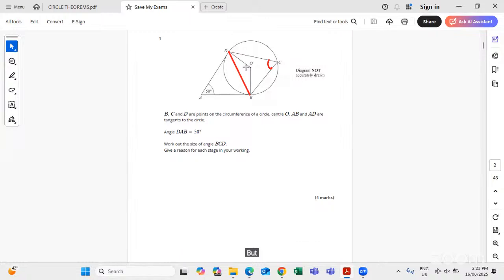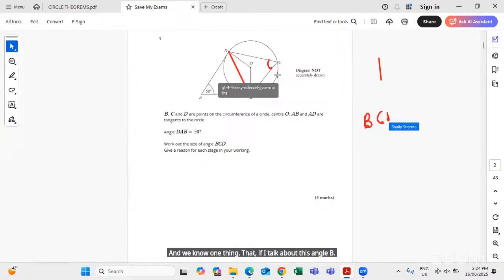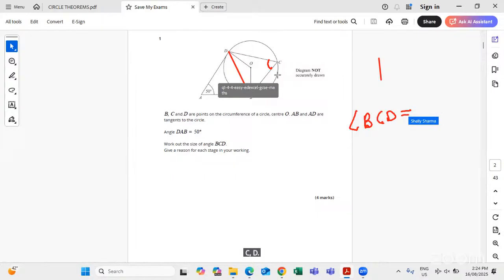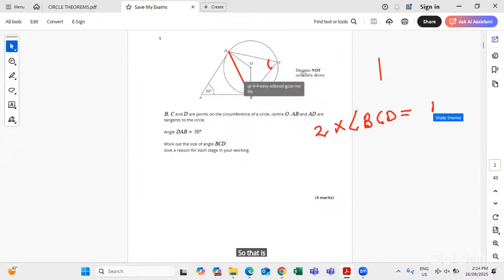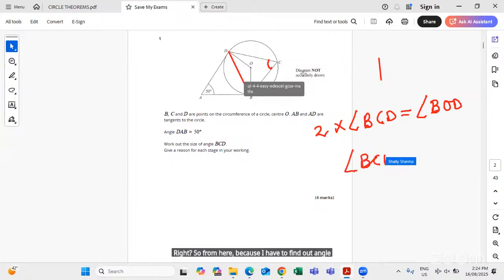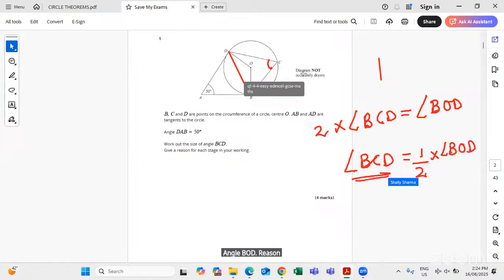But there is a point O, which is the center of the circle. And we know that if I double this angle BCD, I will get the angle made by the same chord BD at the center, that is angle BOD. So because I have to find angle BCD, this will be half of angle BOD.